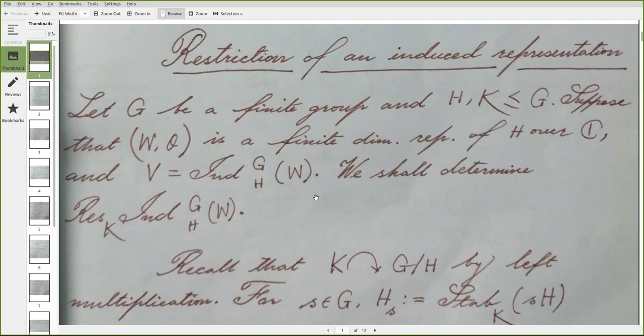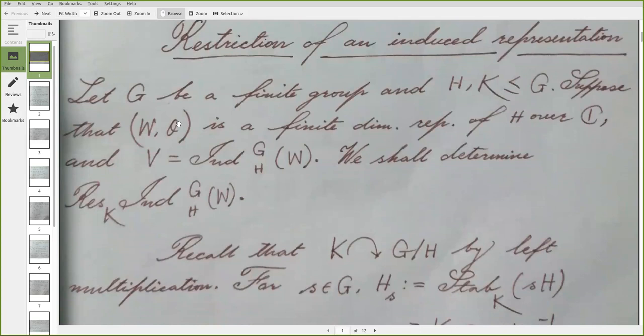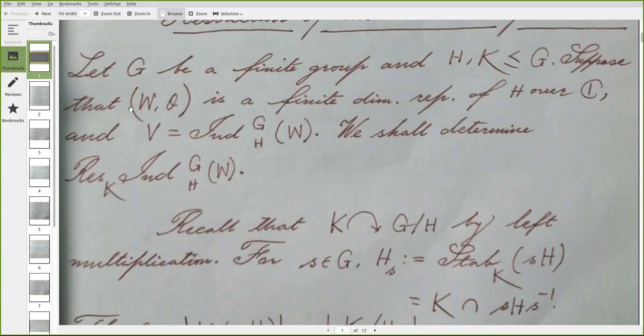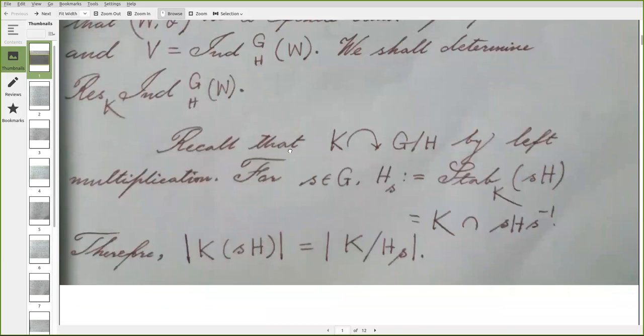V is the vector space of the representation induced by theta. So we shall determine the restriction of the representation induced from the representation theta of H. We shall consider the restriction of the induced representation to the subgroup K. Okay. So for that, let's first recall a general group fact from group action.